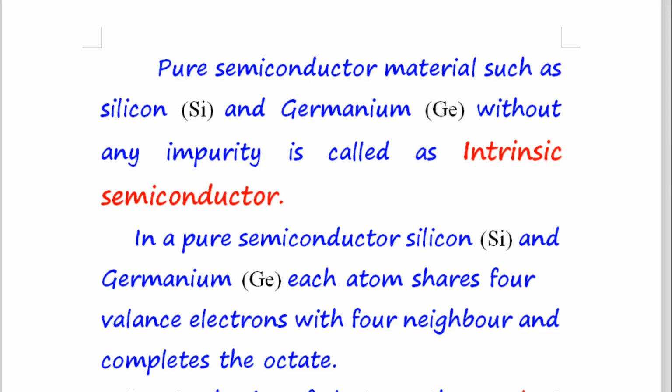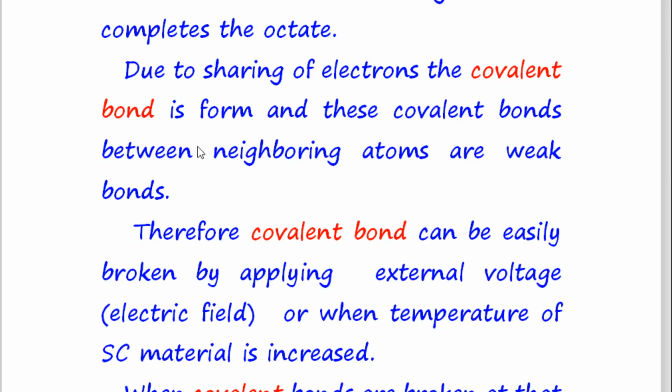But it is not permanent, it is a temporary adjustment. Because of this sharing, it is said that the formation of a covalent bond takes place. So in a pure semiconductor, each atom shares 4 valence electrons with 4 neighbors and completes the octet. Due to sharing of electrons, the covalent bond is formed, and these covalent bonds between neighboring atoms are weak bonds because sharing is there.